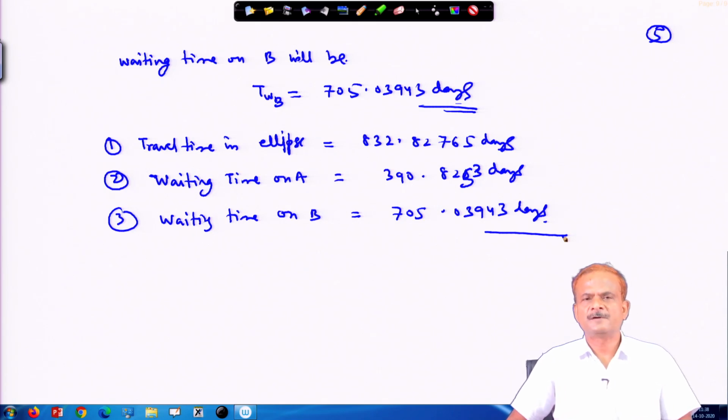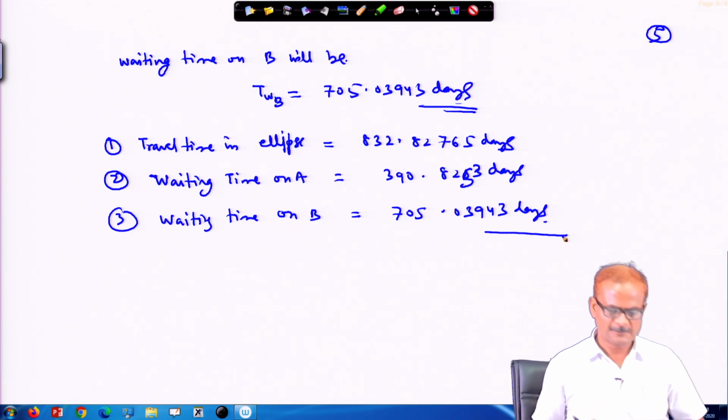So, once we have finished this, we have understood the principle behind this. Now, we can go for the mathematical part of this. Okay. So, thank you very much.